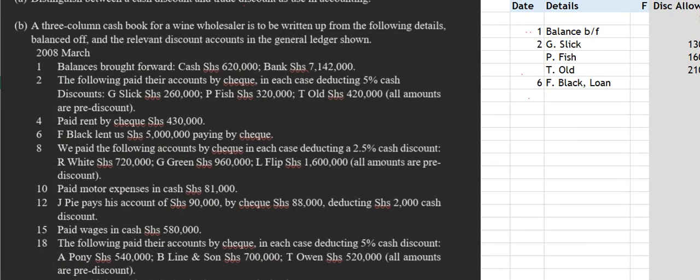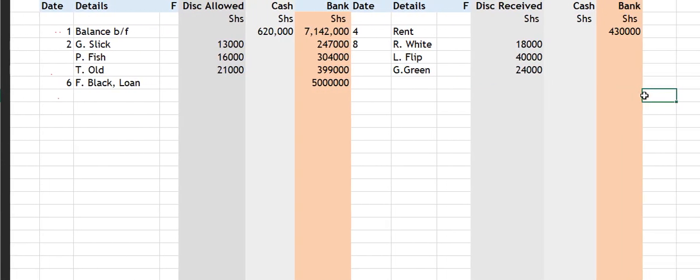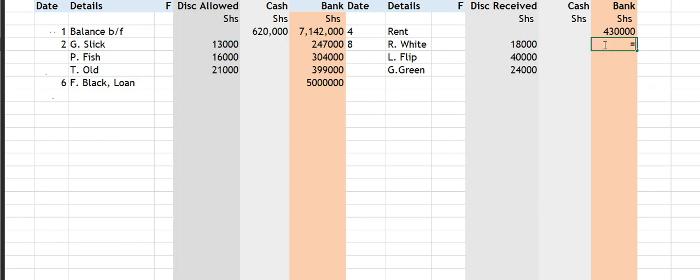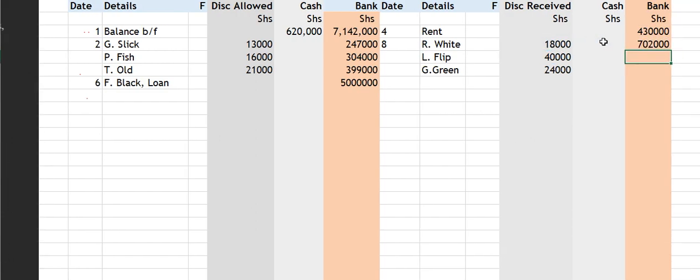But of course, we are paying by check, so we are going to credit our cash book. That is the bank column. So we are paying 720, 960, 1.6, but less 2.5% cash discount. So R White, we have to pay 720,000 by check, but of course I have to minus the discount, so we end up paying 702,000.